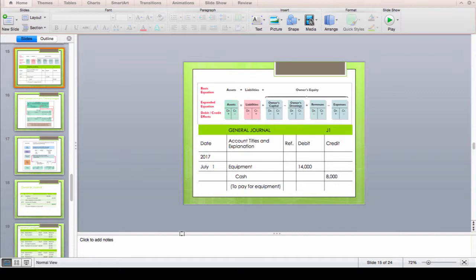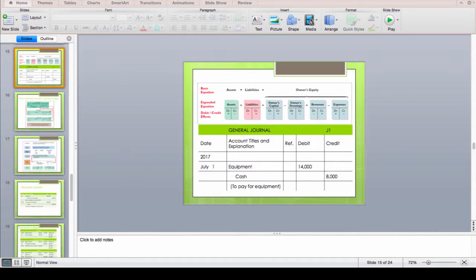So the journal makes the following contributions to the recording process. It discloses in one place the complete effects of a transaction. It provides a chronological record of transactions, and it helps prevent or locate errors because the debit and the credit amounts for each entry can be easily compared.